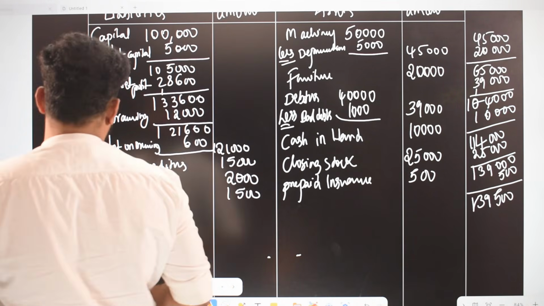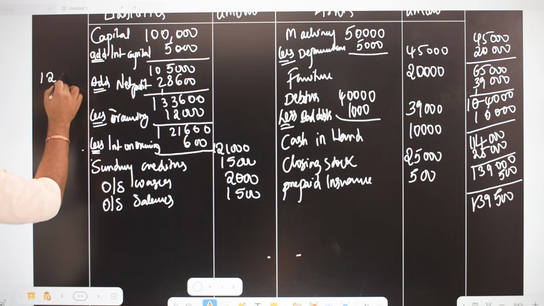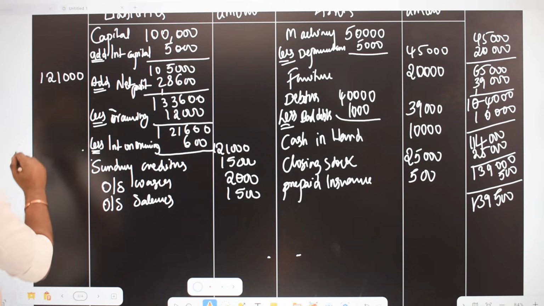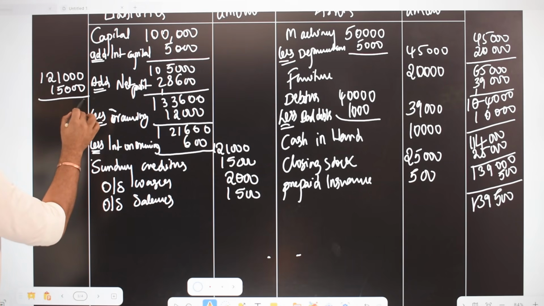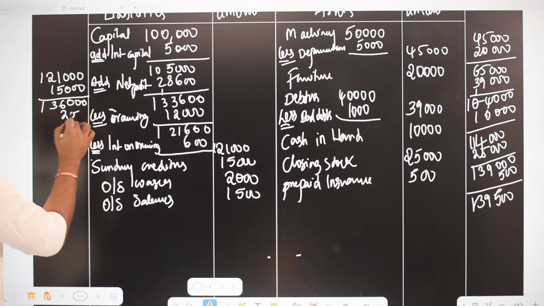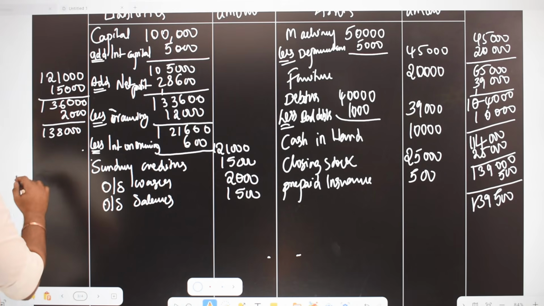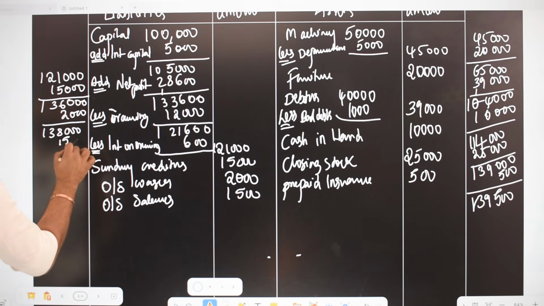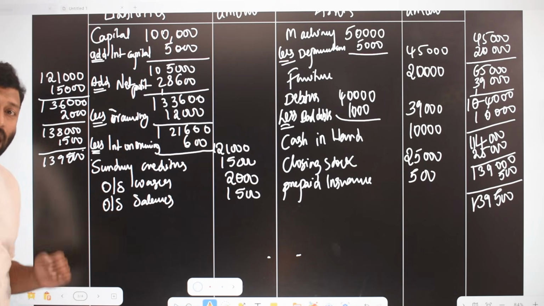Now check the liabilities total. What is the liabilities total here? 1,21,000 plus 15,000, that is 1,36,000, plus 2,000 is 1,38,000, plus 1,500 is 1,39,500. Yes, the balance sheet is agreed.